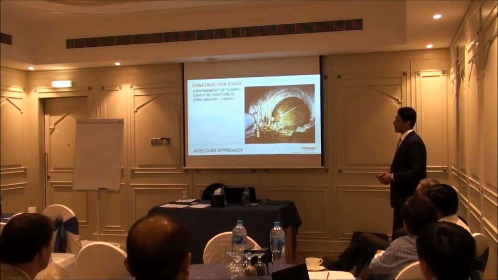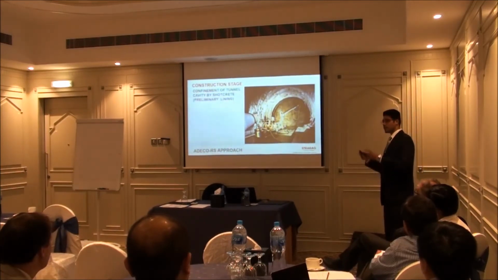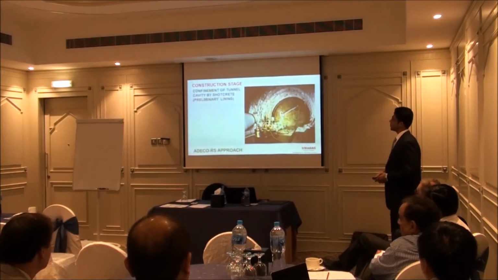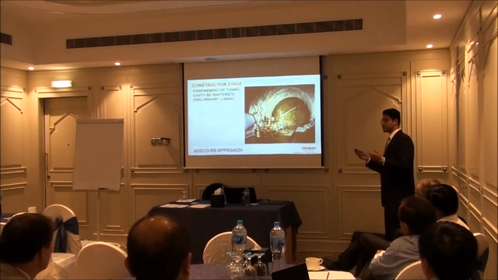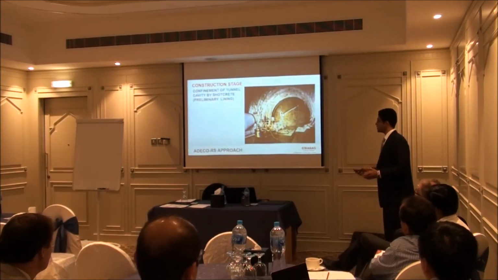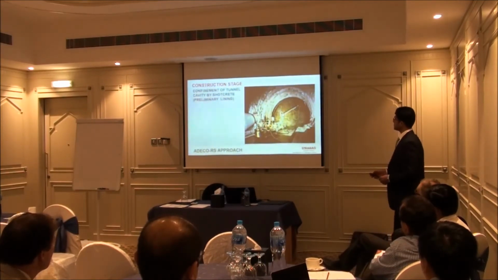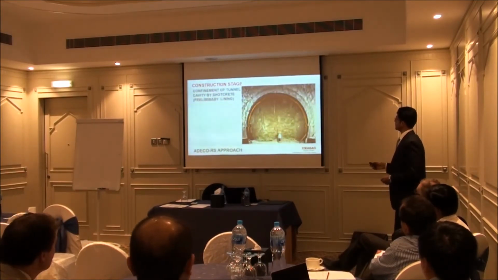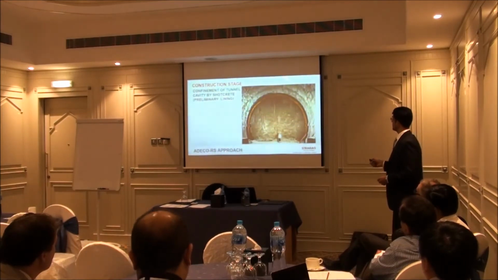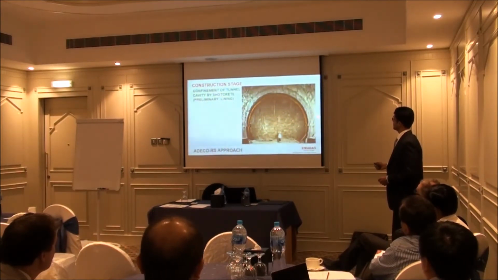And then the confinement of the tunnel cavity can also be done by the preliminary lining of shotcrete, which is usually reinforced with steel mesh or steel ribs. It can also be done with steel fibers. This is the same shotcrete lining with steel ribs embedded inside.